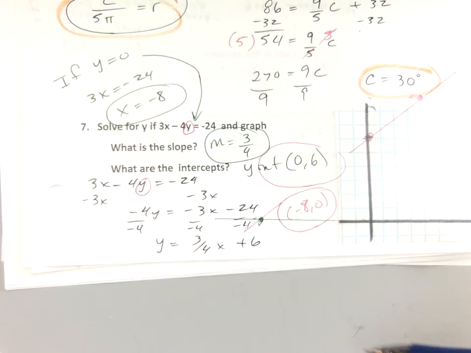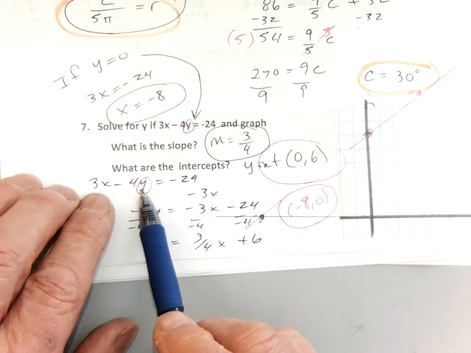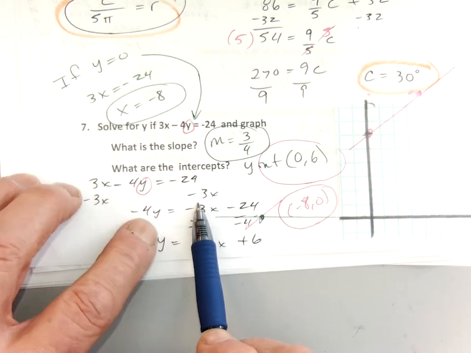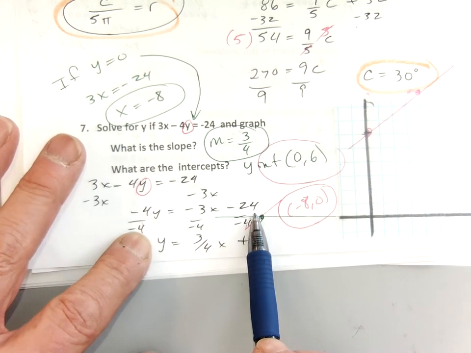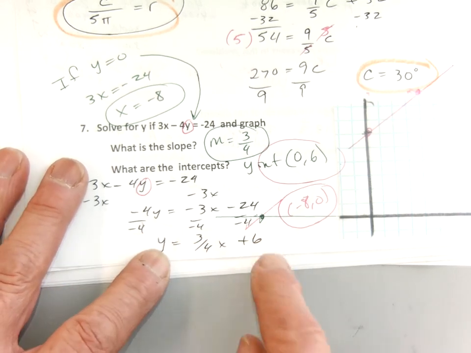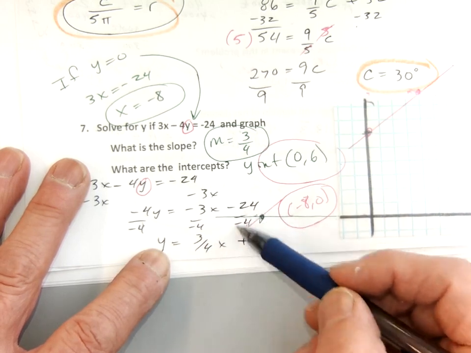7, I want to graph 7. So the first thing I did was I solved for y. So solve for y, so I went minus 3x, minus 3x. So I get a negative 3x. I got a negative 4y equals a negative 3x minus 24. Divide by negative 4 everything. So I get y equals a positive 3/4 x plus 6.